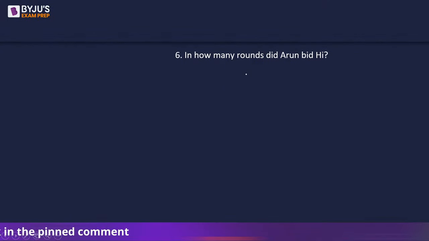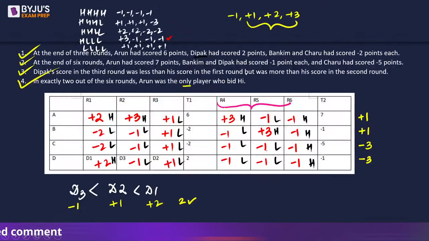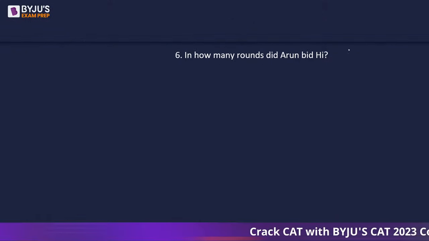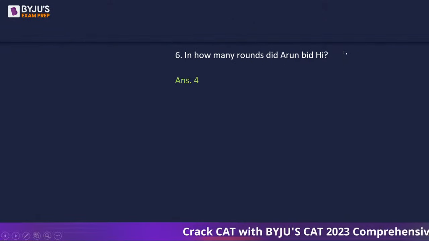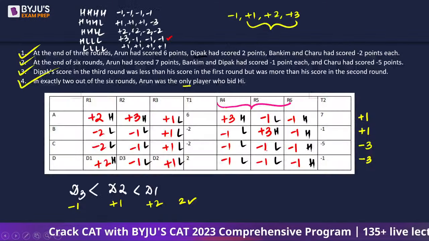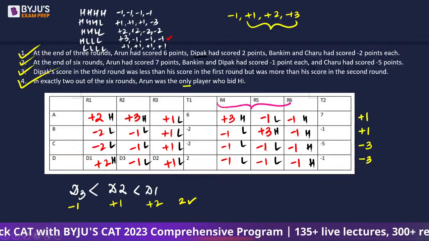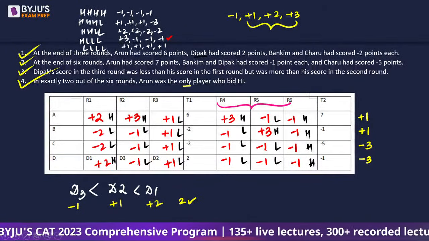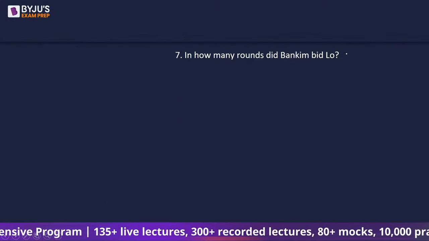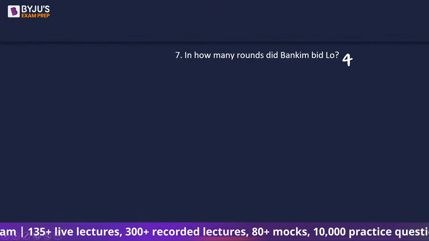Next, in how many rounds did Arun bid high? So Arun's H we can see in 4 rounds, right? Round 1, 2, 4 and 6. So 4 rounds. Okay. In how many rounds did B bid low? So B bid low in all except for 5th and 6th. So out of 6, B was high in 2, so low in 4. So B bid low in 4 rounds. So the answer of this should also be 4.